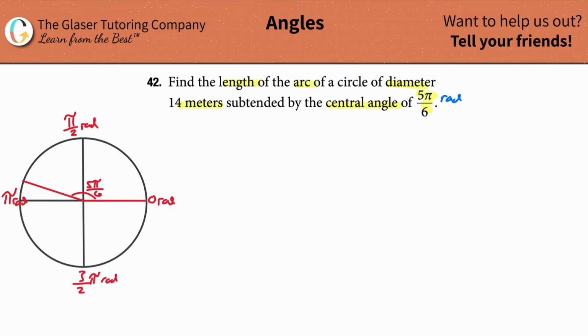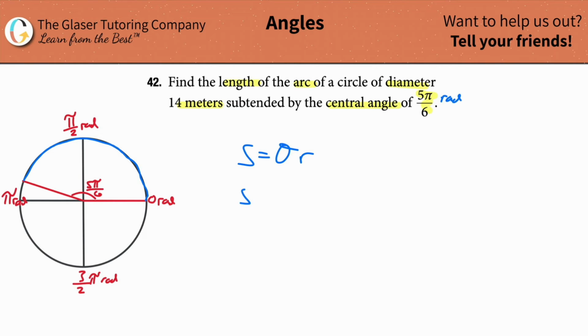And what we're trying to do now is find this arc length. Okay? We're trying to find that arc length, the length of that arc. So it turns out that there is a relationship between the central angle and the radius of the circle to find the arc length. The formula is this: the arc length is equal to the central angle in radians multiplied by the radius of the circle.